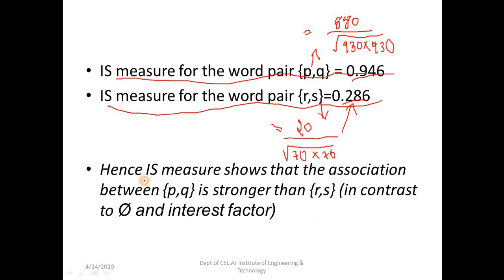So if you use the IS measure, it shows that the association of P, Q is stronger than R, S. It shows that P, Q is positively related compared to R, S. That is, the frequency of occurrence of the word pair data and mining, represented by P, Q, is greater than the frequency of occurrence of the words compiler and mining, represented by R, S. So the IS measure here solves the problem which could not be solved by phi and interest factor.